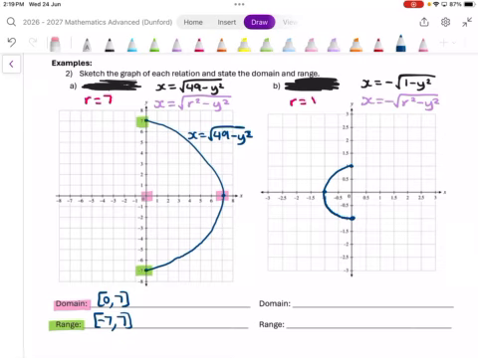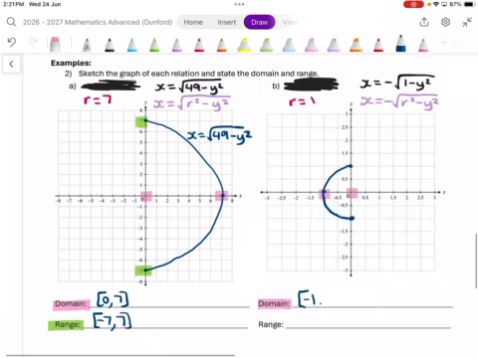Okay, so our domain for this one is our x values that it can be. So our domain is negative 1 to 0, and our range is negative 1 to 1.